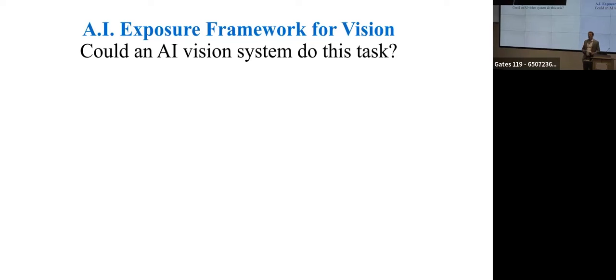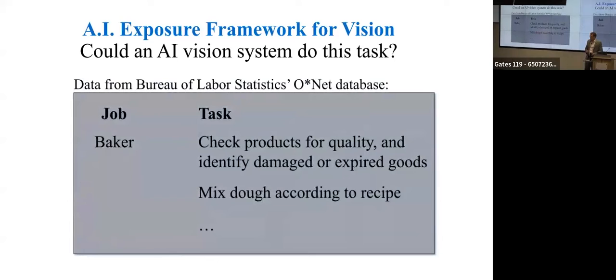So call this AI exposure. And so you can think of this in the following way. We, like many people in this area, are going to use the O*NET database from the Bureau of Labor Statistics. And if you look inside there, you're going to get these job descriptions. That's going to say, oh, okay, if you're a baker, you have a series of tasks that you do. You check products for quality and identify damaged or expired goods. You make dough according to recipe, etc. There are a whole bunch of things.